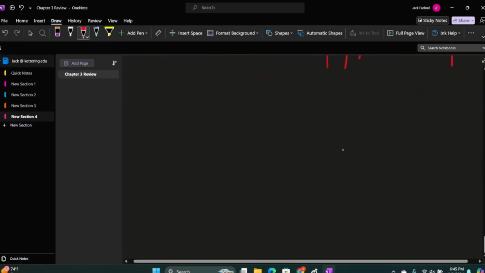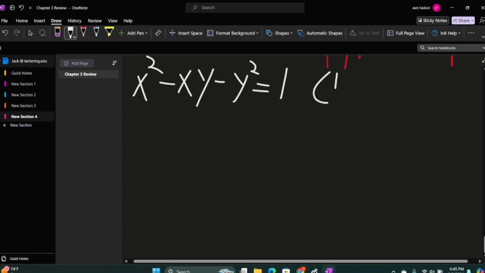Alright, moving on. We'll do an implicit differentiation problem, but we're also going to find an equation of the tangent line to the curve. And the equation we are given is x squared minus xy minus y squared equals 1 at the point (1, 0).